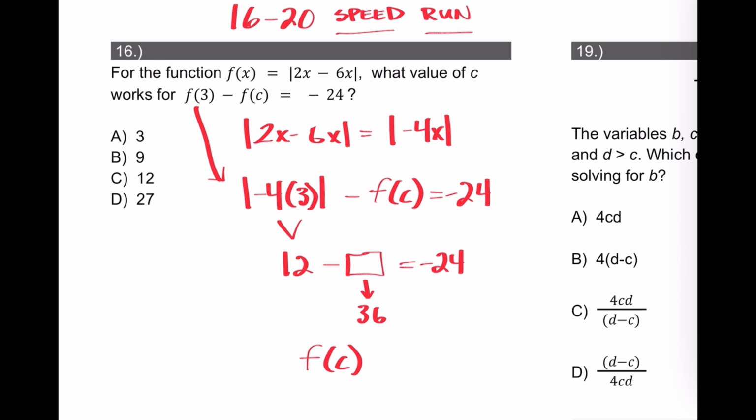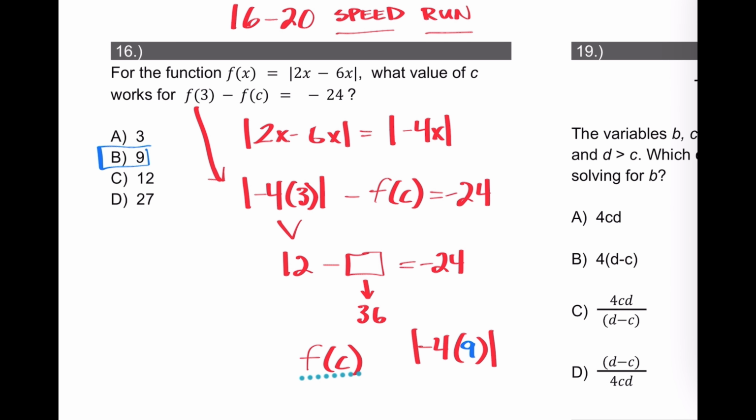Well, since it is actually negative 4 times something, okay, what do I multiply 4 by to get 36? It would have to be 9, right? The absolute value is positive 36. B would be our correct answer.